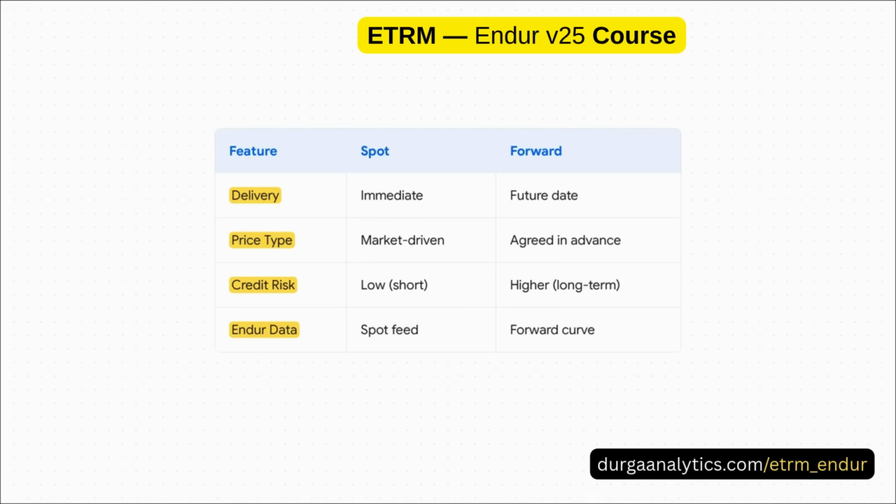Okay, this table is where the rubber really meets the road for us as Endur professionals. It translates these ideas into the system's language. For spot, delivery is immediate. Credit risk is super low, and Endur is grabbing that price from a live feed in the market manager. But for forwards, delivery is way out in the future. The credit risk is much higher because the deal is open longer, and the most critical piece of data is your configured forward curve. This right here is the blueprint for how Endur is built.